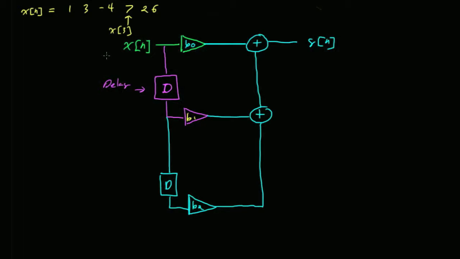So here's what we're going to do. So let's say this filter's been running for a while, okay? So let's say what I have here is x of 3.